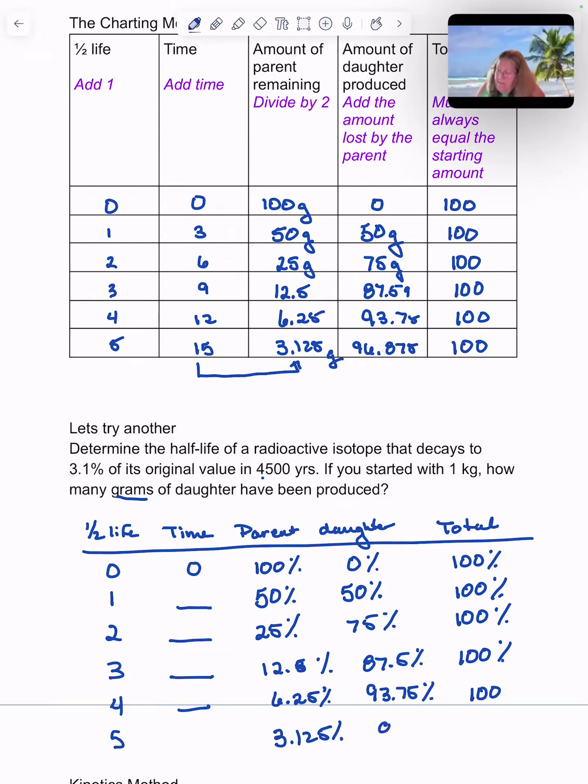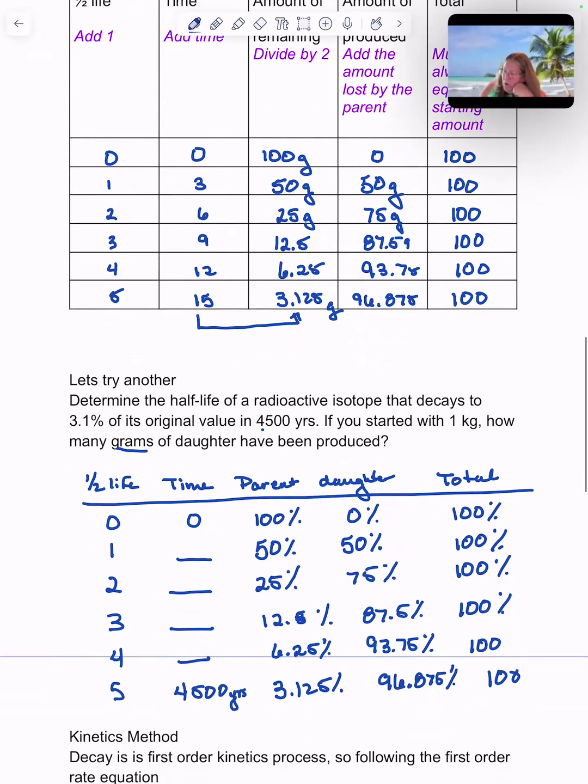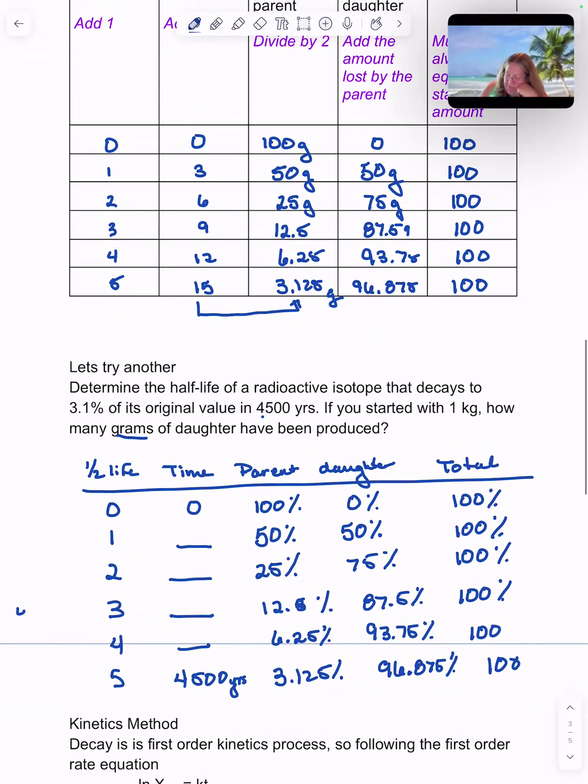And we have 96.875% of the daughter produced for my 100. And this occurred at 4,500 years. Okay. It took 5 half-lives to get to 4,500 years. We can take that 4,500 years, divide it by 5. That's going to give me 900 years. Let's check and see if that works.